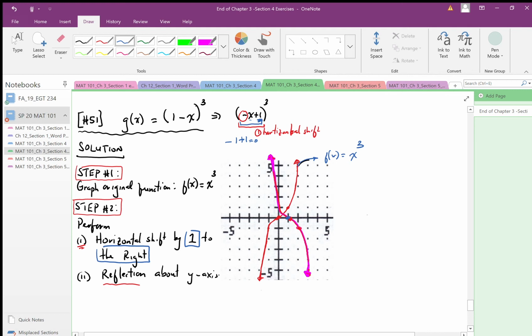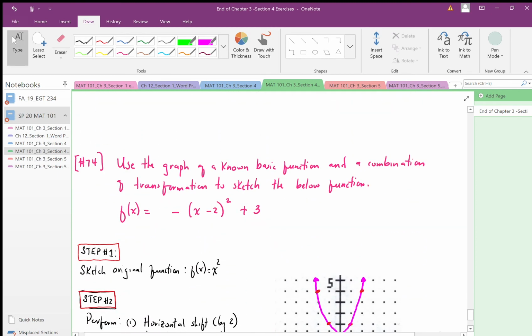Then by there being a negative sign in front of the x, I have to reflect it about the y-axis, which flips it to look like this. So this would be my new, I'm sorry, in this case it's going to be g of x. G of x equals (1 minus x) raised to the power cubed.